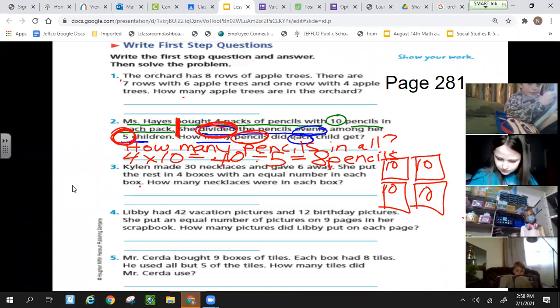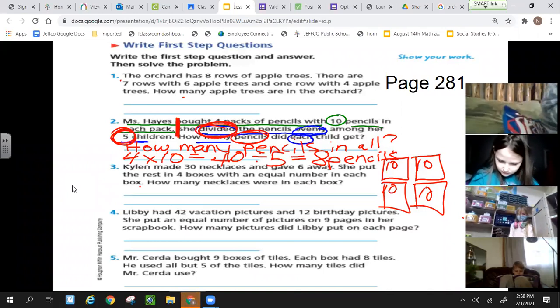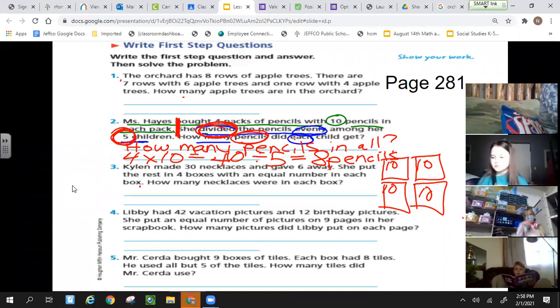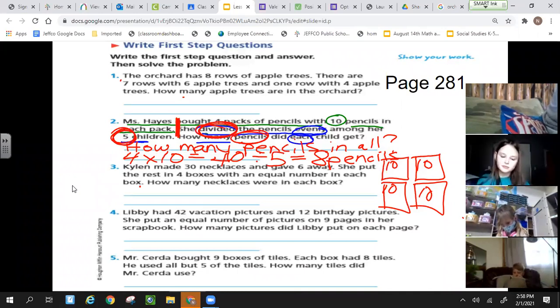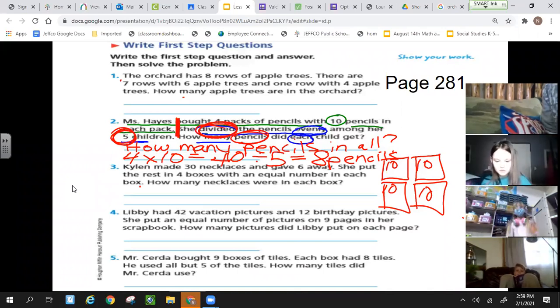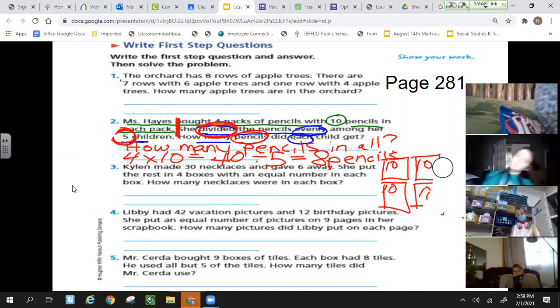Okay, so you have about 15 minutes. We are going to work on as many of these problems as we can. I want us to reflect, because I keep forgetting to do that, and that's the most important step. Miss Hayes bought 4 packs of pencils with 10 pencils in each pack. That's 40. She divided the pencils evenly among her 5 children. How many pencils did each child get? They each got 8 because 5 times 8 is 40. Does that work? Yes. That works. So when we reflect, it makes sense.